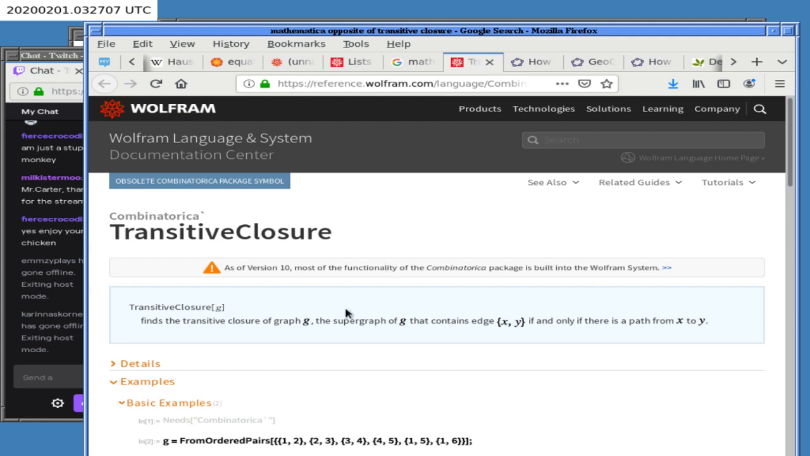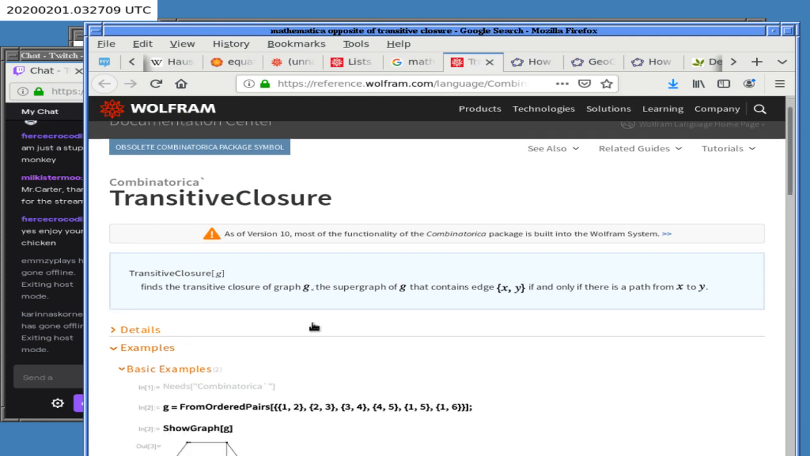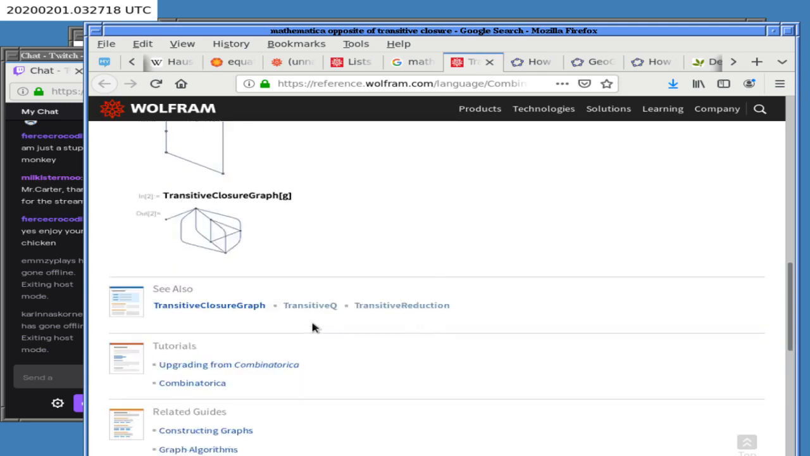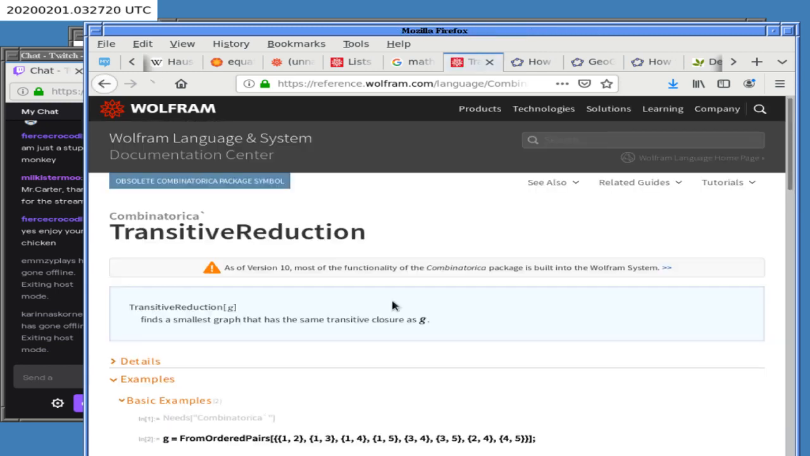Okay. Yeah. Finds the transitive closure of G, the supergraph of G that contains the edge xy if and only if there's a path from x to y. Okay, so this is the negative of what we want to do. Transitive reduction. Yes. Beautiful. So now this is an ugly looking graph here.